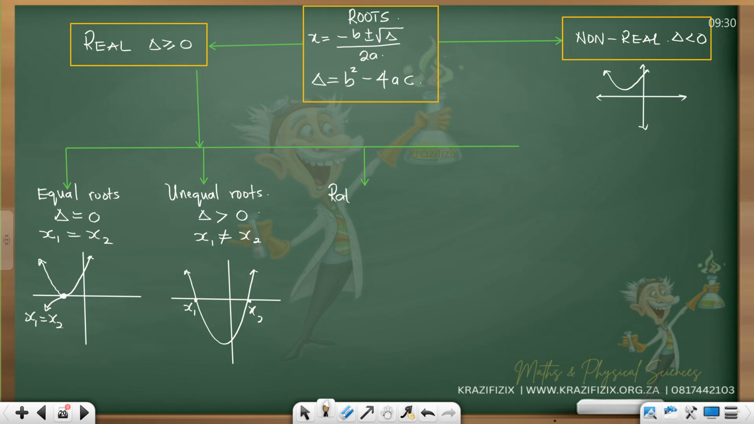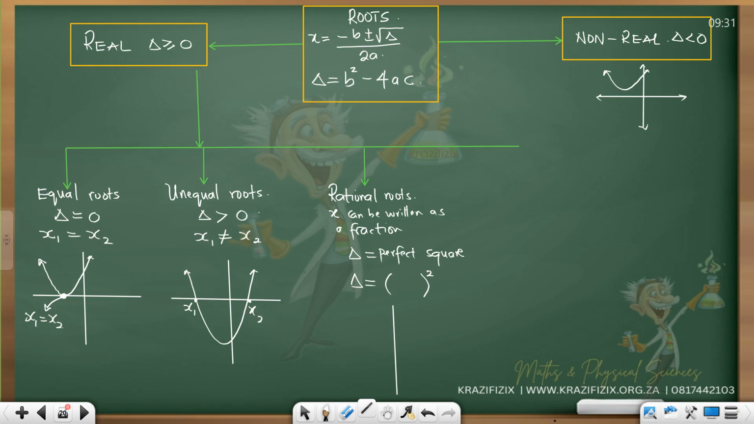Rational roots. That is, x can be written as a fraction. We'll look at that just now again. For this to happen, my discriminant must be a perfect square. That is, once I get this, I can write it as a squared. We did one example earlier on, and I'll show you.